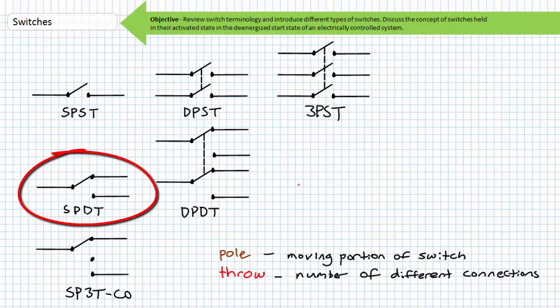Consider a single pole double throw switch, SPDT. This switch also has a single pole. However, this single pole can be placed in one of two different positions, hence the term double throw. This single pole double throw switch has a central terminal on the left that is not electrically isolated from, but rather serves as the common terminal for both the other two terminals on the right.